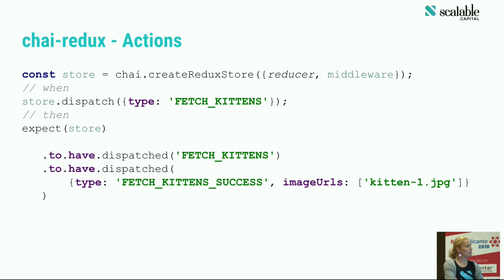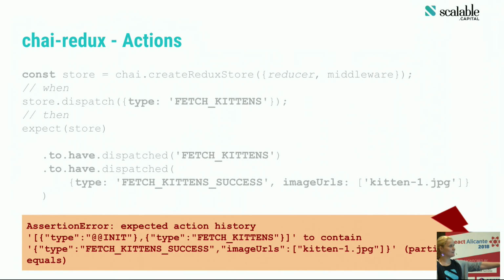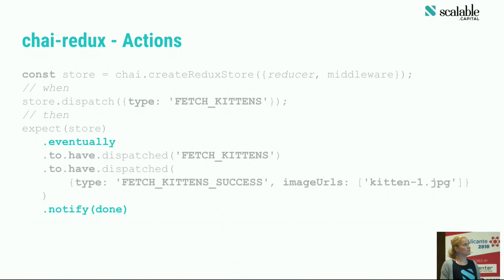Okay, so the really interesting part, the async part, we did not solve yet. Because the moment we do that kind of assertion, the fetch kitten success was not dispatched yet. So our unit test will rightfully tell us, hey, it's not there. And that's why we introduced eventually.